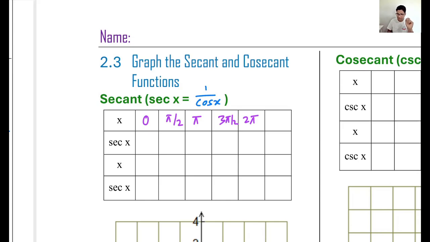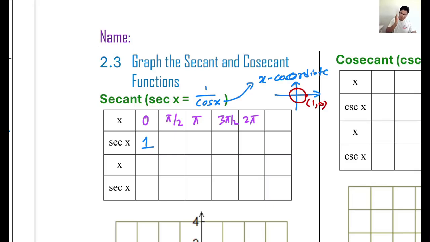Cos 0. Now remember the definition of cosine, cos x is the x coordinate, right? And we can also keep the unit circle in our mind, or just have a rough diagram in front of you. At 0 radians, the x coordinate is 1, on the unit circle. So cos 0 is 1, therefore its reciprocal sec 0 is also 1. Reciprocal of 1 is 1.